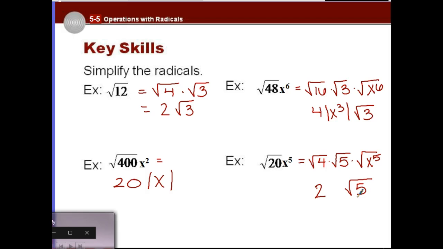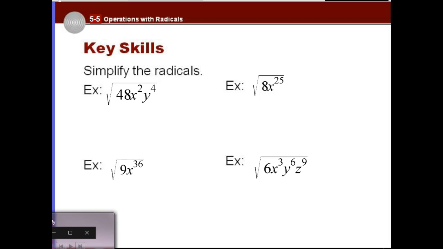Now, x to the 5th, this is odd, right? So we know for sure 1 stays underneath the square root. So you take 1 away, you get 4. 4 divided by 2 is 2. So that's 2x squared, square root 5x. Good? Not terrible, right? Just different.